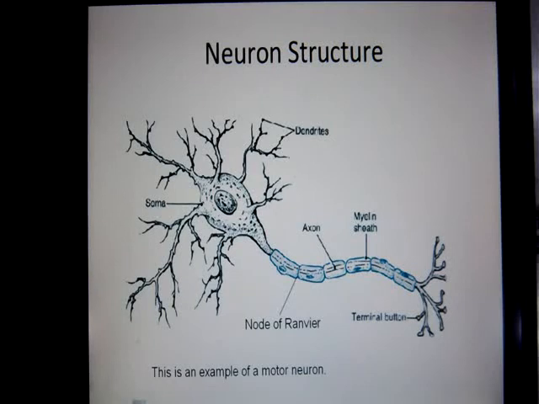Okay, we're going to talk about saltatory conduction. Saltatory conduction has to do with the way a signal travels down a neuron that is myelinated. Because remember, when we talked about the basic structure of a neuron, we said that neurons that had a myelin sheath transmit that signal much faster than a neuron that does not have a myelin sheath. So how is that? Well, let's take a look.